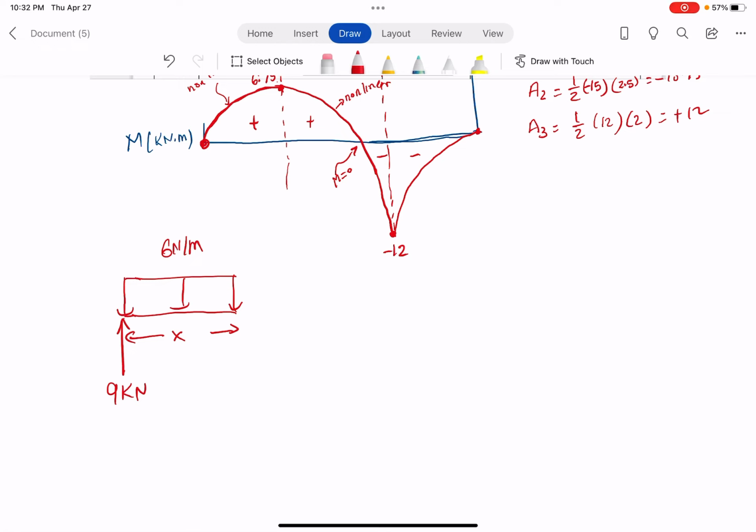And do we need to find the shear? No. Let's assume that there is a moment this way. Let's find the moment at this point. So measure a moment at this point, moment, which is positive.